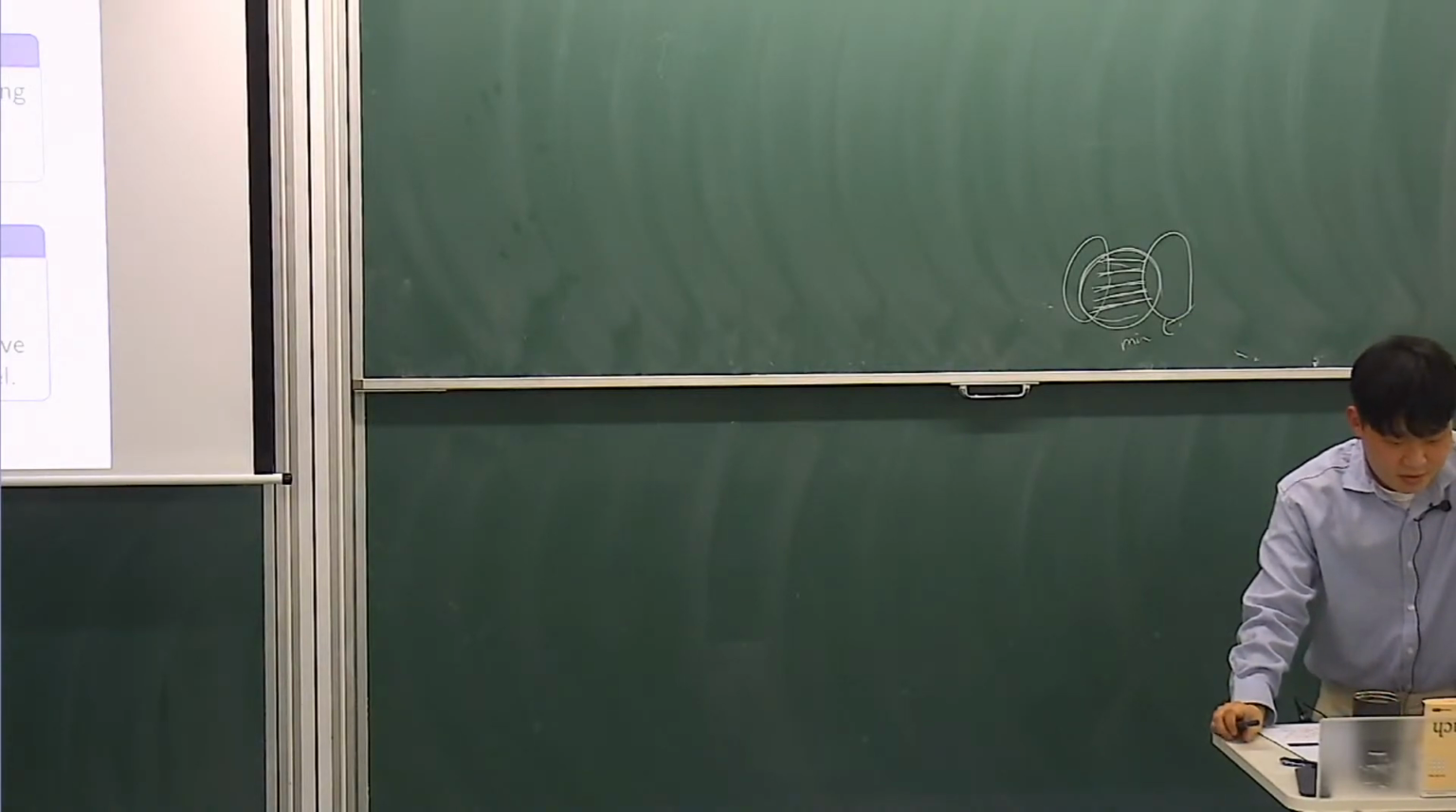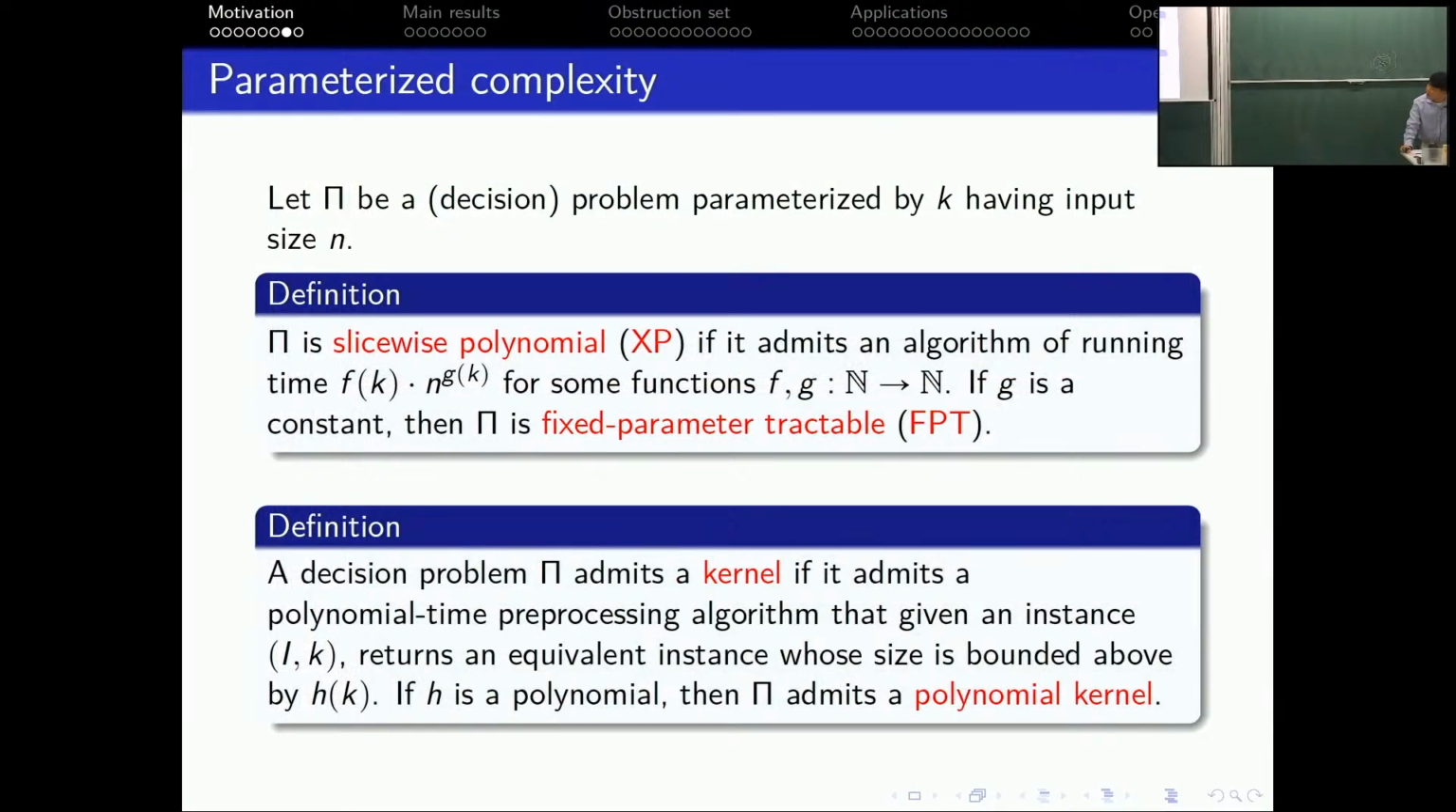Before presenting the main result, let me remind you of some definitions in complexity. Let pi be a decision problem, parameterized by some parameter k, having input size n. Pi is slice-wise polynomial, or XP, if it admits an algorithm of running time f(k) times n to the g(k). It means that when we slice the input space by picking a specific parameter k, the problem can be solved in polynomial time. And if g is a constant, then we say that the problem pi is fixed parameter tractable, or FPT.